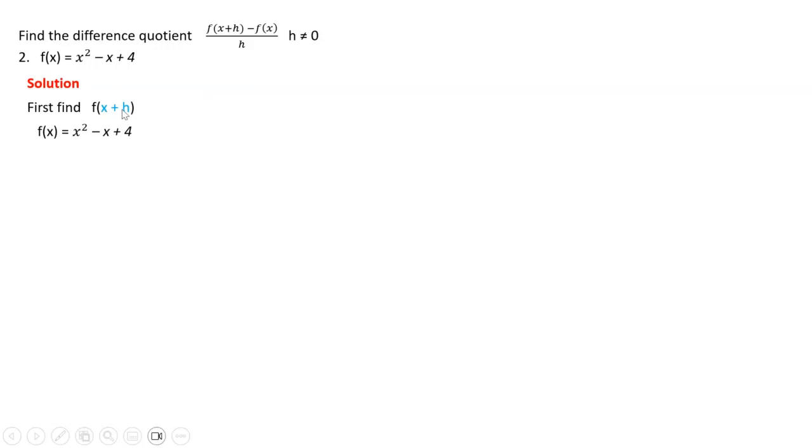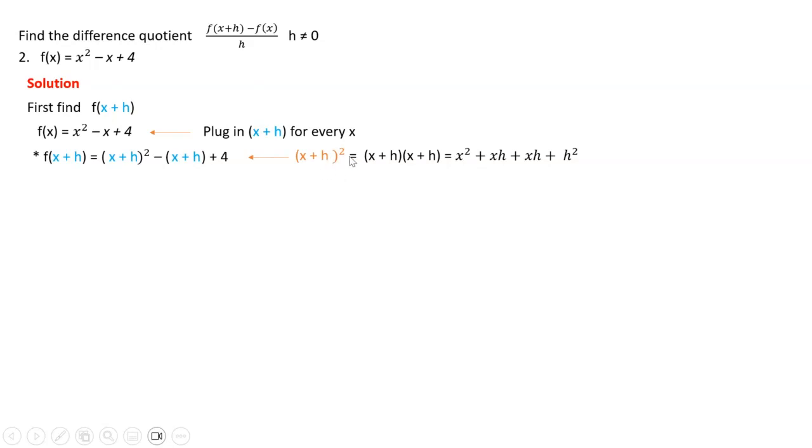That means that I'm going to plug in x plus h for every x. So I'm going to plug it in here, where the x is. Now, x plus h squared, I'm going to simplify it on the side, which means x plus h times x plus h will give us x squared, because x times x gives x squared, x times h gives us xh, and then h times x gives us xh, and h times h gives us h squared. So we have x squared plus 2xh plus h squared.